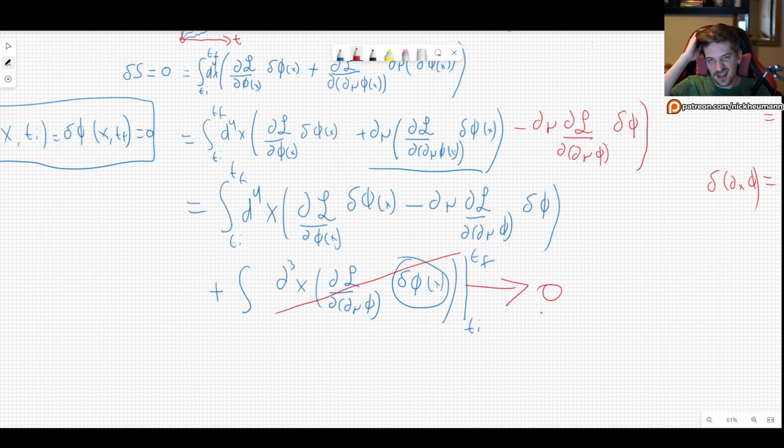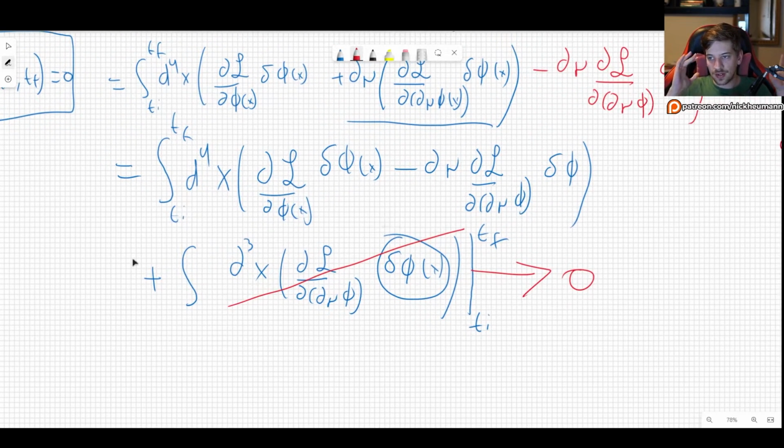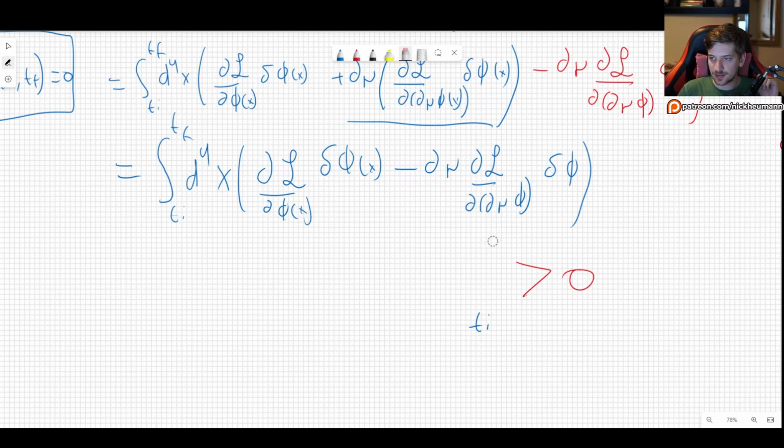Now, of course, this is not a rigorous proof, but it gives you an intuition. Our endpoints are 0, which is why this surface term is going to be 0. And that's honestly good enough for our purposes. And we are left with this equation right here. So we can now just factor out the variation of the field.